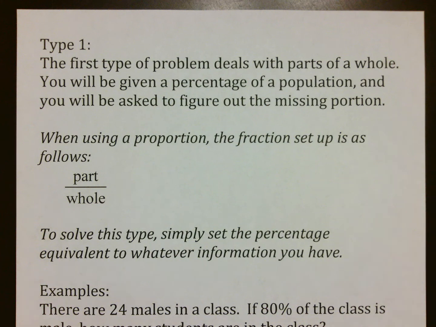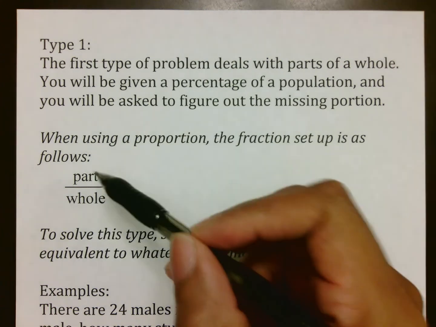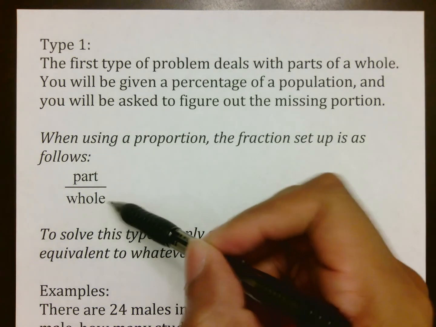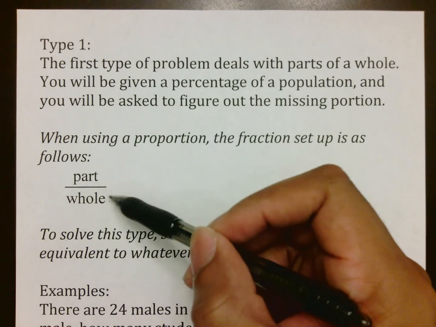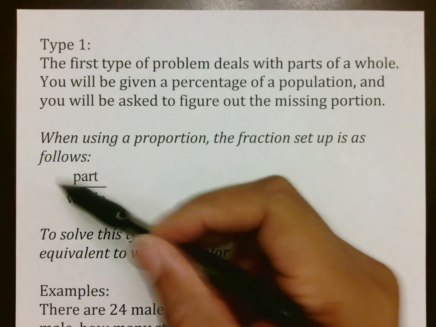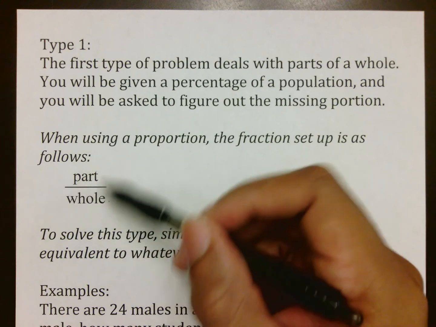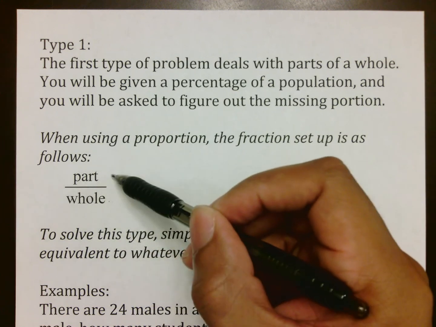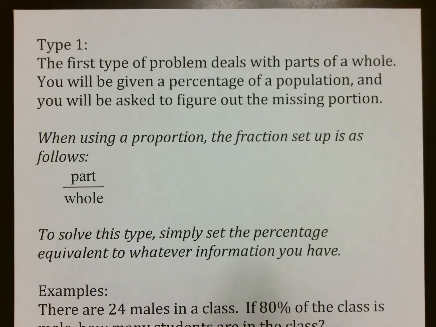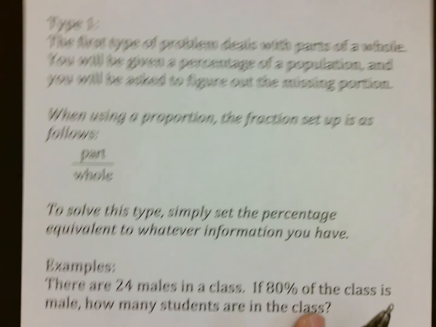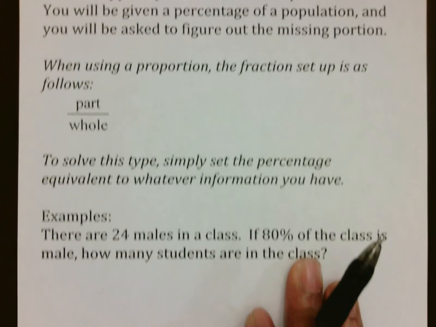The first type of problem deals with parts of a whole. You'll be given a percentage of a population and asked to figure out the missing portion. Just remember, when you're using a proportion, the fraction is set up as the whole goes on the bottom. That would be your 100, and this is your part. So in terms of that per 100, yeah, but in terms of the information they give you, the part of the portion of the group goes here, the number of the whole group goes here. And so to solve this type, simply set the percentage equivalent to whatever information you have as you create your proportion.